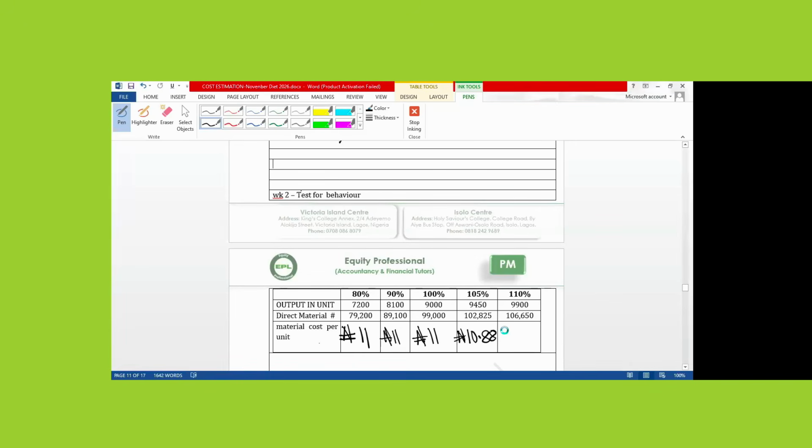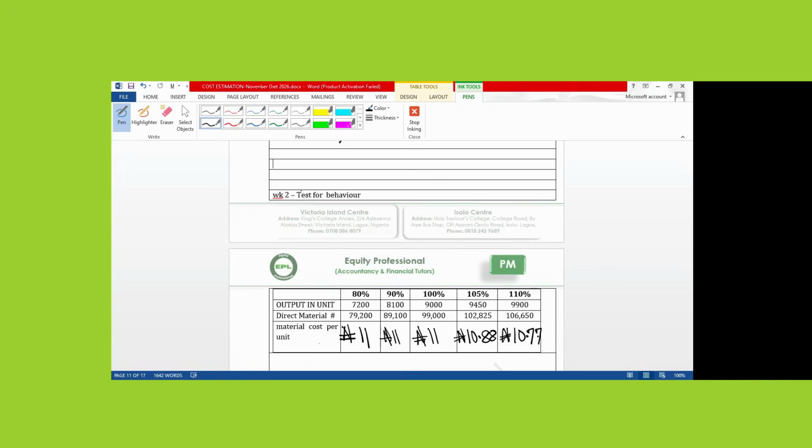What do you have here? 10.77. Please don't attempt to round up. Don't say it's 11 naira. There's a difference between 10 naira 80 kobo and 11 naira. There's a difference between 10 naira 70 kobo and 11 naira.